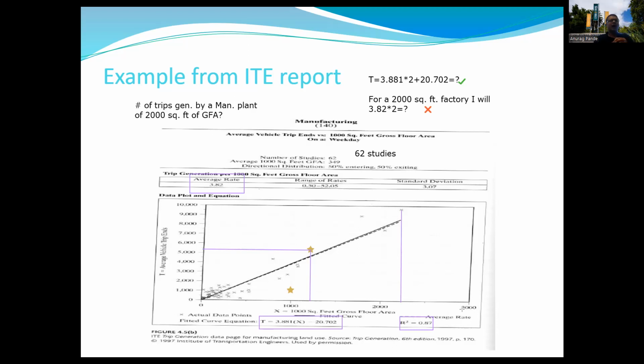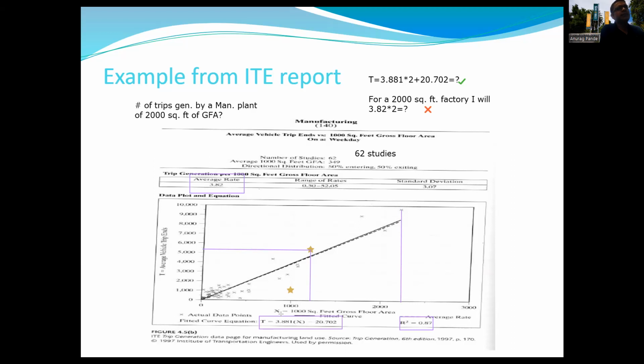So if I'm trying to figure out the number of trips generated by a 3,000 square feet gross floor area location, I probably would not want to rely on these studies because they are out of range. I might have to conduct another study where I look at the larger plants, or look at some other resource. But I want to stick with the range that I provided.